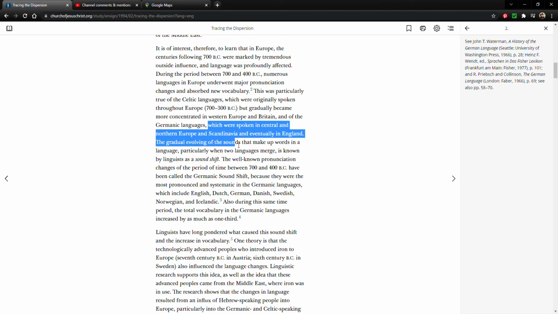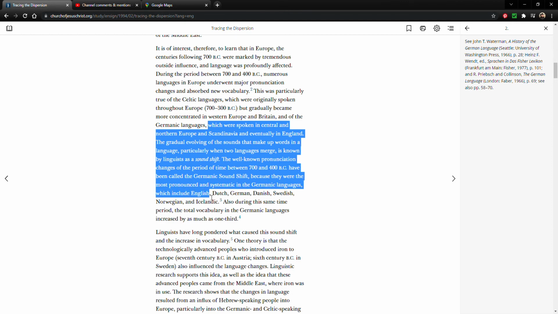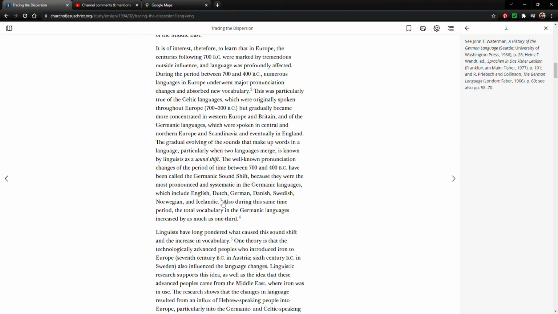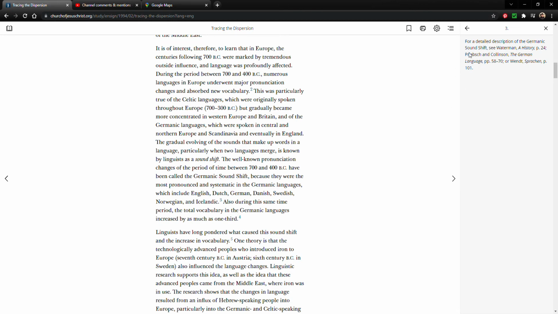The gradual evolving of the sounds that make up words in the language, particularly when two languages merge, is known by linguists as sound shift. The well-known pronunciation changes of the period between 700 and 400 BC have been called the Germanic sound shift, because they were most pronounced and systematic in the German languages, which include English, Dutch, German, Danish, Swedish, Norwegian, and Icelandic. There's a footnote there, footnote 3, and that says, for a detailed description of the Germanic sound shift, see Waterman. Okay, probably most of these are going to be just footnotes like that. Also during the same time period, the total vocabulary in the Germanic languages increased by as much as 1/3. That is pretty sizable.